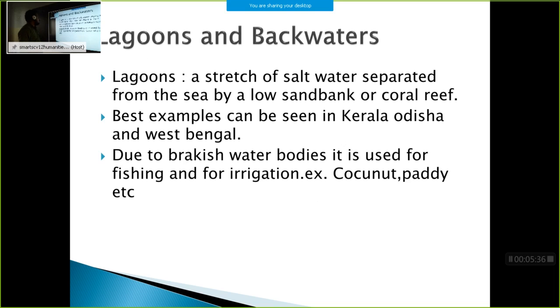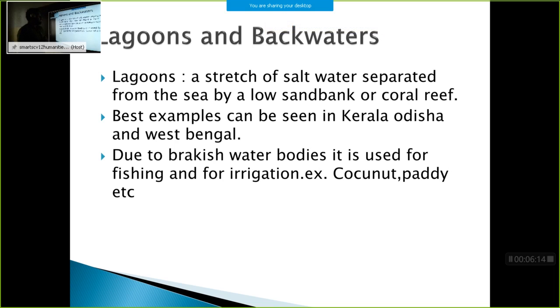Now, the third one is lagoons and backwaters. As a Malayali, as a Keralite, I should not have to explain lagoons and backwaters to you. You know everything, right? Still, lagoons are a stretch of salt water separated from the sea by a low sandbank or coral reef. The best examples of lagoons you can see in Kerala, Odisha and West Bengal.